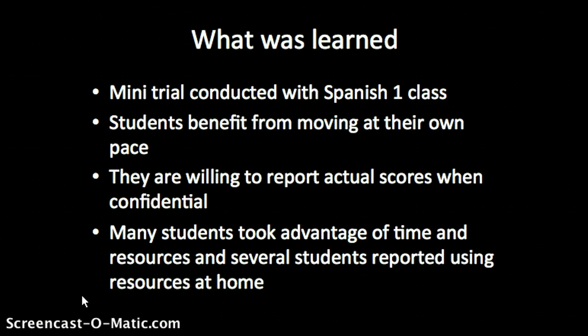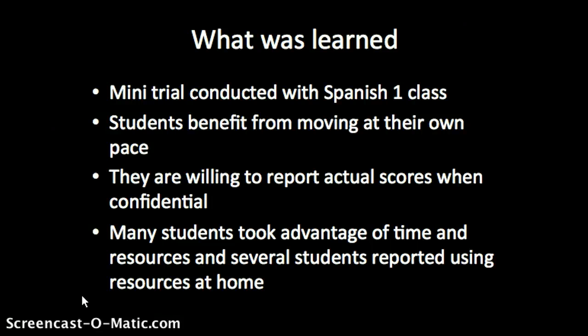What I noticed is that a lot of my students benefited from moving at their own pace, so they could really cover the areas that they were struggling with, and also if they mastered an area quickly, they were able to move on and they weren't held back. Also, I found that they were willing to report their actual scores because I could see on the computers what they were scoring, and then on the Google Doc that matched it. I think that confidentiality aspect made them feel comfortable enough to do that.